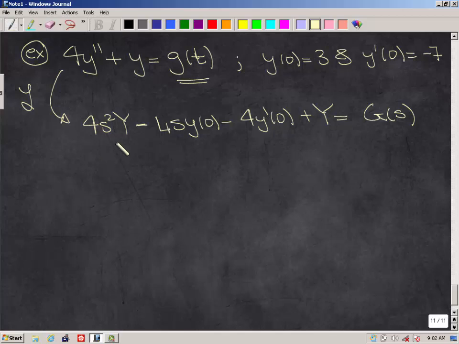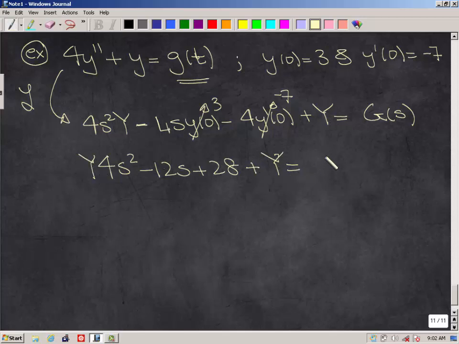Okay, so let's go ahead and plug in the initial conditions. This is 3, this is minus 7. So we get 4s squared minus 12s plus 28 is equal plus Y. Forgot the Y here.